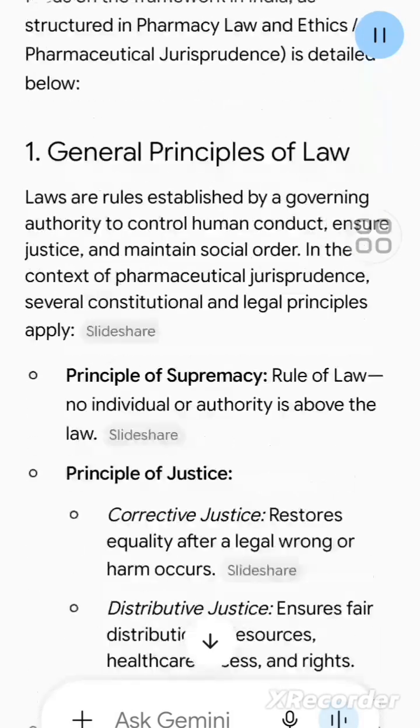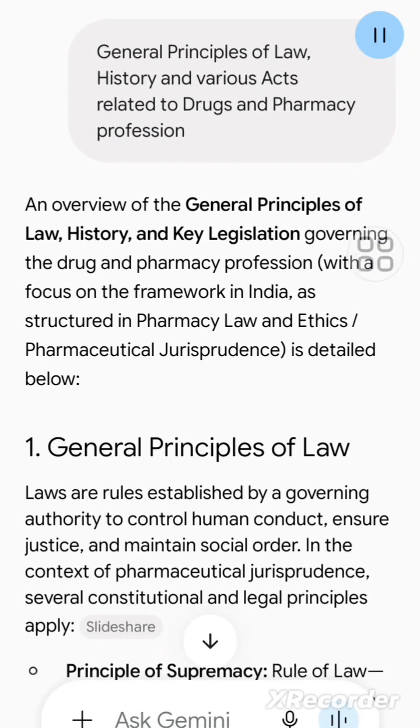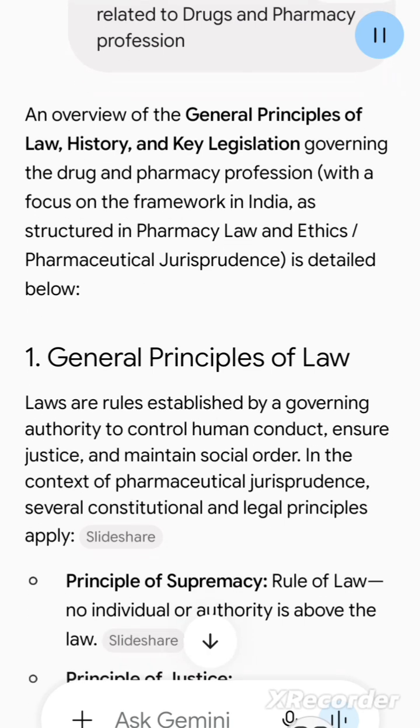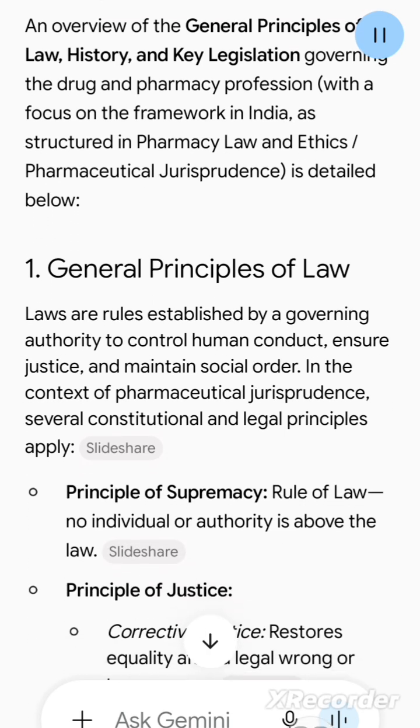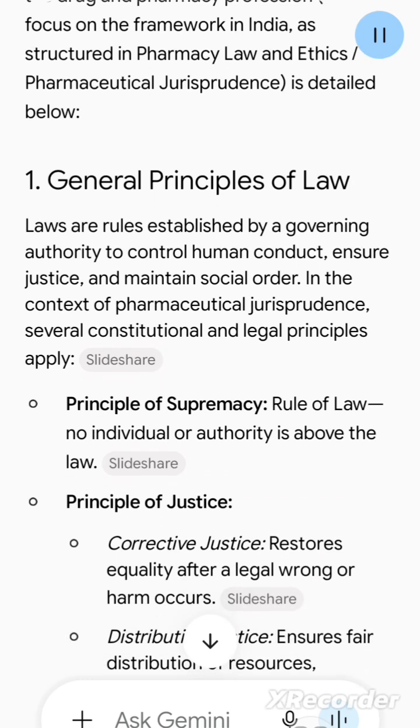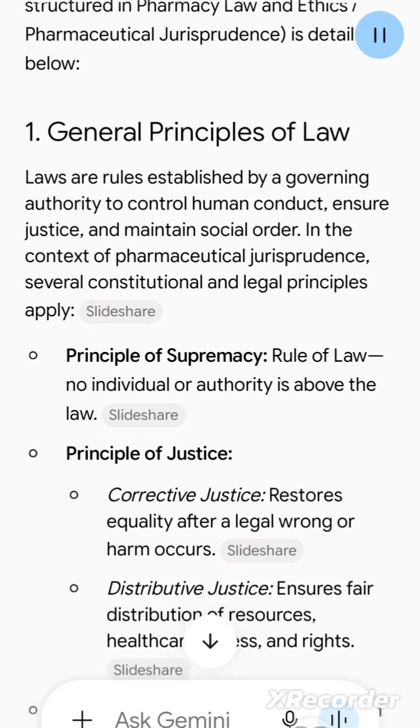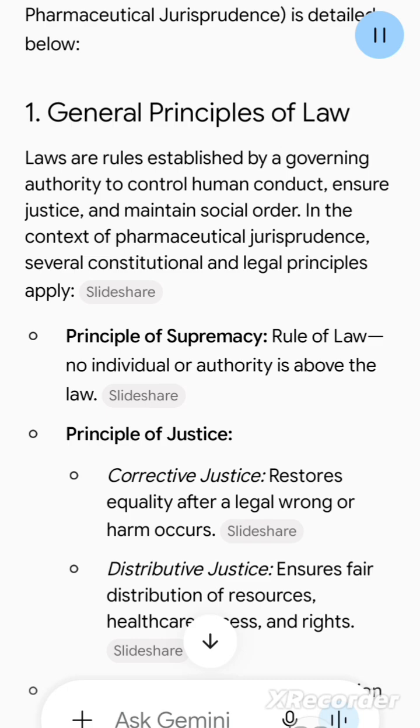An overview of the general principles of law, history, and key legislation governing the drug and pharmacy profession, with a focus on the framework in India as structured in pharmacy law and ethics, pharmaceutical jurisprudence, is detailed below. 1. General principles of law. Laws are rules established by a governing authority to control human conduct, ensure justice, and maintain social order.